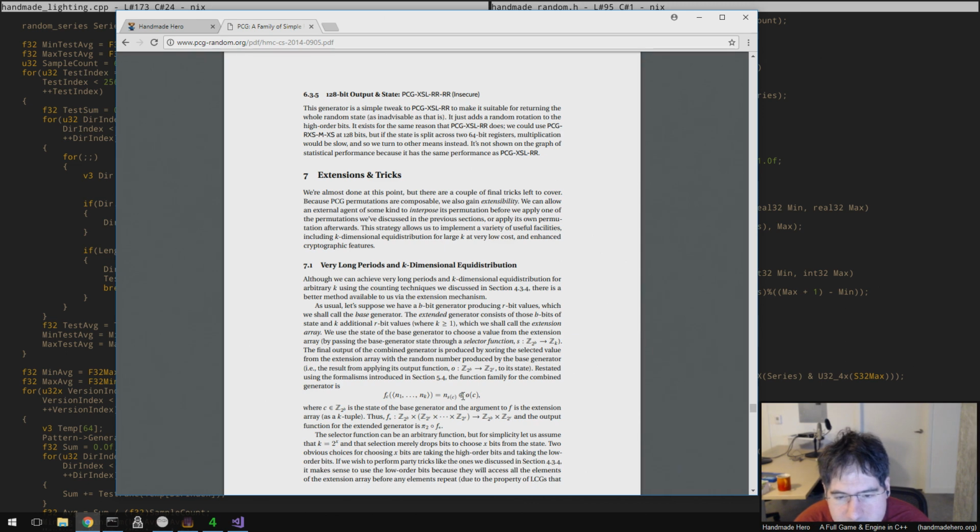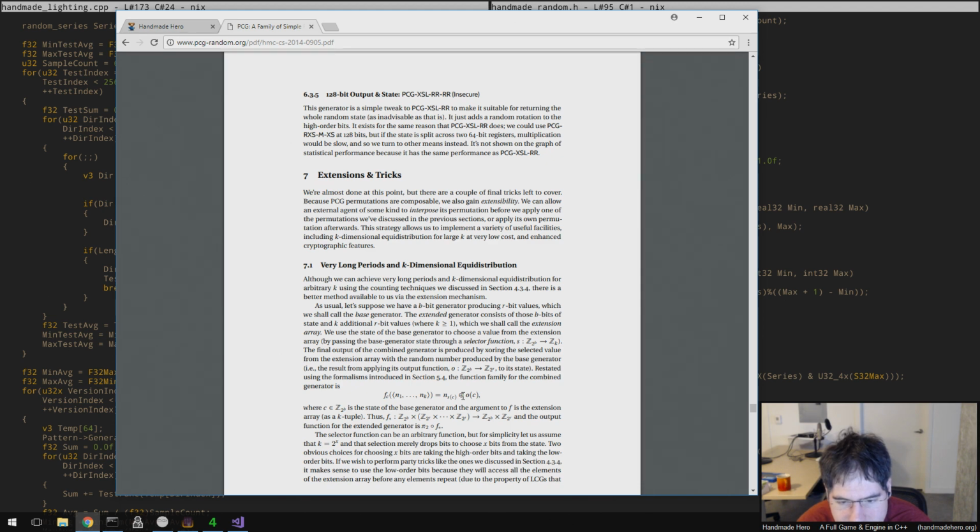Although we can achieve very long periods of k-distribution for arbitrary k using the counting system, there is a better method of illustrating the extension method. Suppose we have a b-bit generator producing r-bit values, which we shall call the base generator. The extended generator consists of those b bits of state and k additional r-bit values, which we shall call the extension array. We use the state of the base generator to choose a value from the extension array by passing the base generator state through a selector function. The final output of the combined generator is produced by XORing the selected value from the extension array with the random number produced by the base generator.